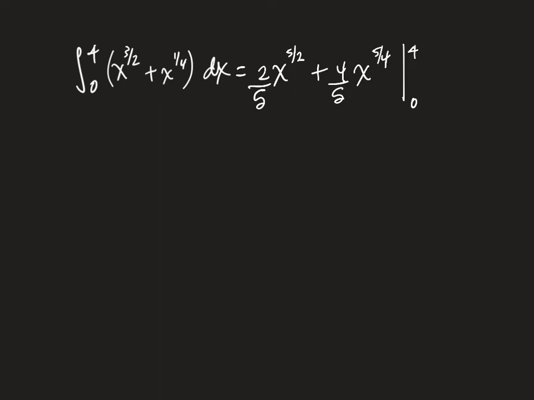All right, so let's go ahead and figure out what we've got here. When x is 4, we've got 2/5 times 4 to the 5/2, plus 4/5 times 4 to the 5/4. So let's see, that's going to be, square root of 4 is 2. 2 to the 5th is 32. 32 times 2 is 64/5. Minus, let's see, the 4th root of 4.